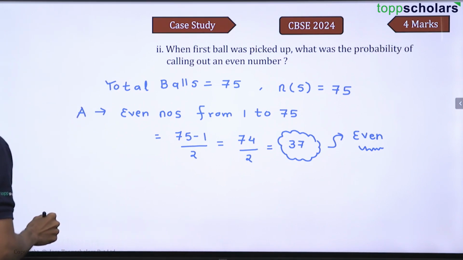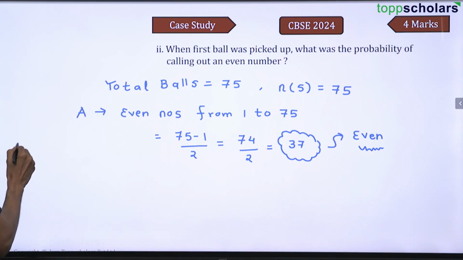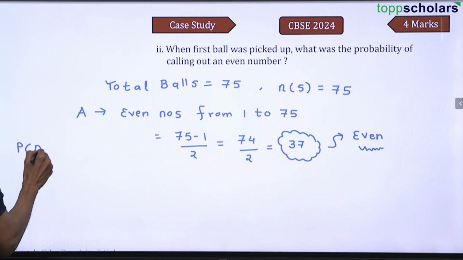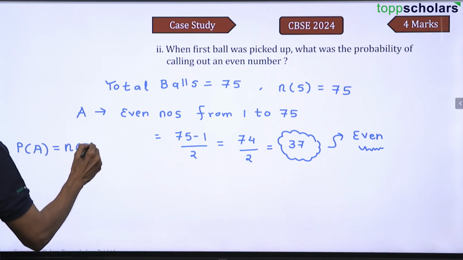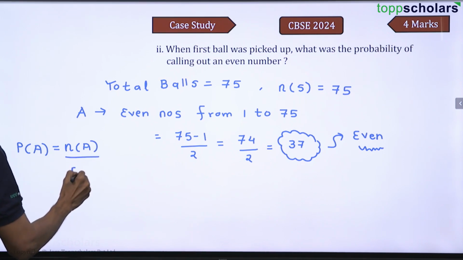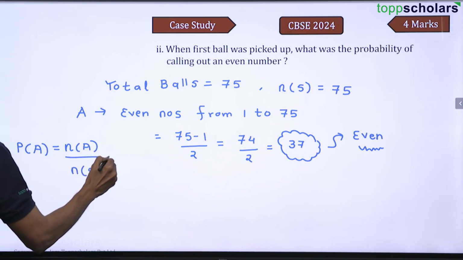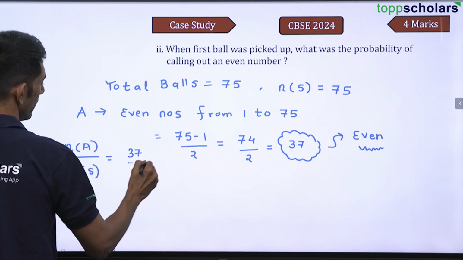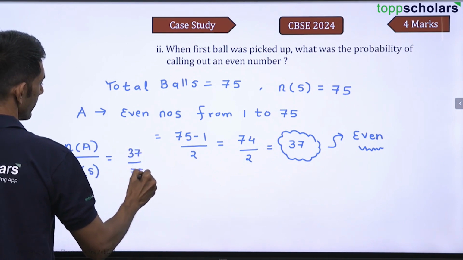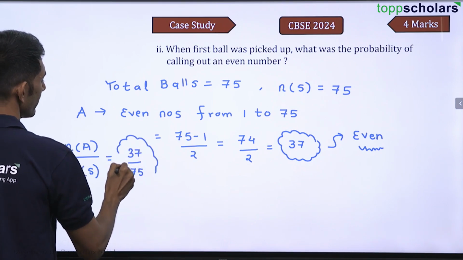So what will be the probability of getting an even number? Can I say the probability of getting an even number will be equal to the number of even numbers divided by the total number of numbers, and that is 37 divided by 75. I hope this part is clear to all of you.